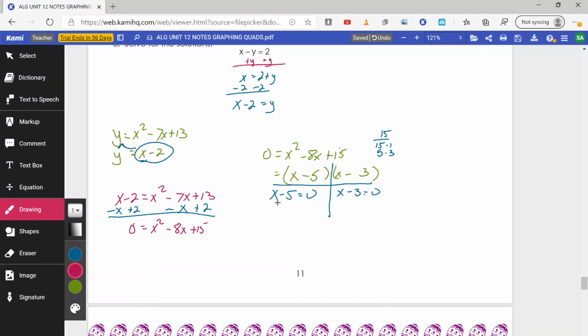And we're going to solve for x. So on this side, we add 5, and we get x equals 5. And on this side, we add 3, and we get x equals 3.